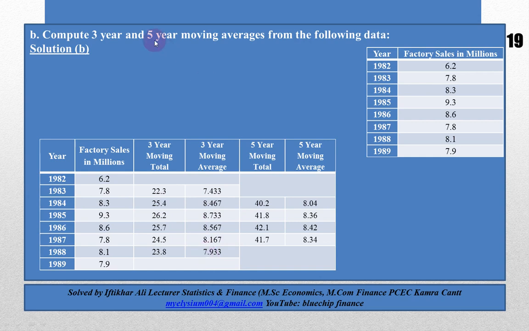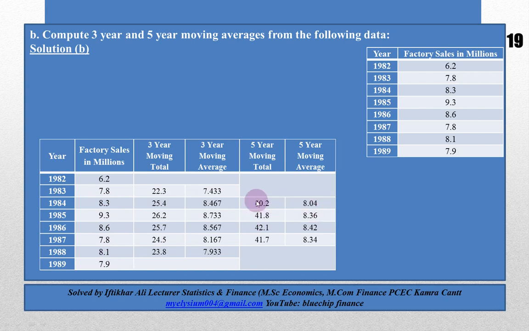For the calculation of the 5-year moving average, just subtract 1 from 5 and the remainder will be 4, and half of 4 is 2. So leave 2 rows from the top and 2 rows from the bottom and add up 5 values: 6.2 plus 7.8 plus 8.3 plus 9.3 plus 8.6, and the sum is 40.2. And now leave one value and add up the next 5 values: 7.8, 8.3, 9.3, 8.6, 7.8, which is 41.8, and similarly add up all the next values and take the average.